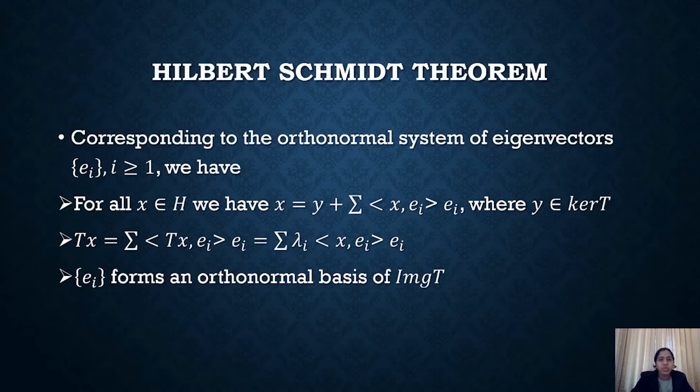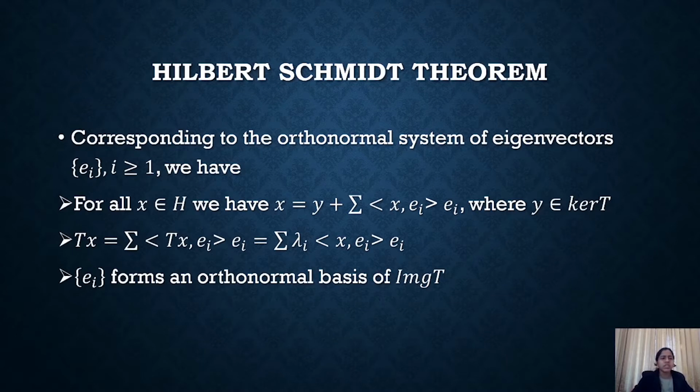First of all, we have to prove that any element of the Hilbert space can be expressed as the sum of an element in the kernel of T and the sum of ⟨x, eᵢ⟩ times eᵢ. Correspondingly we can find the value of T(x), and also we can prove that the set eᵢ forms an orthonormal basis of the image of T.